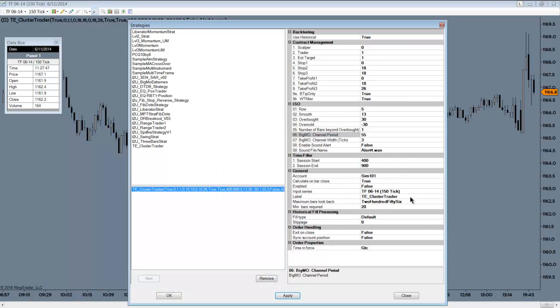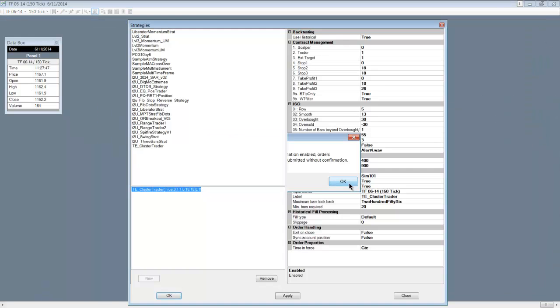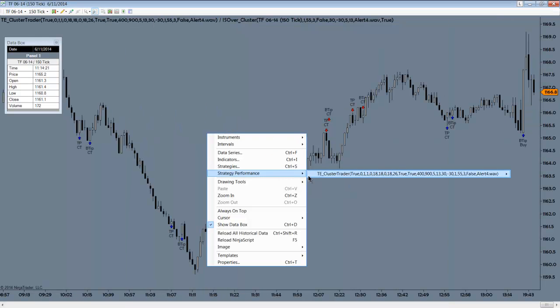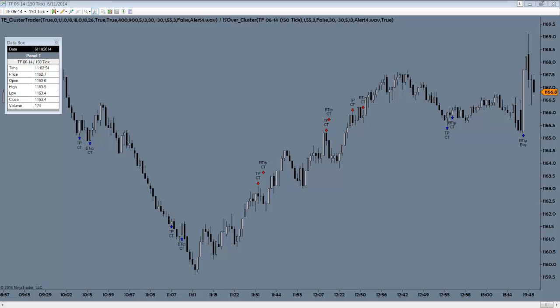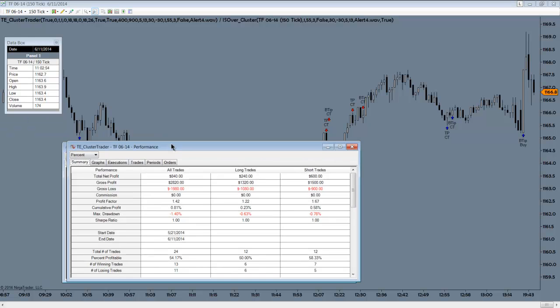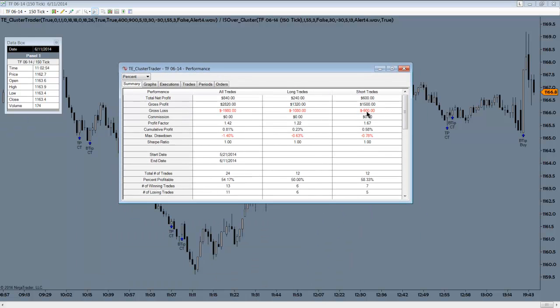Everything else remains the same. Set it to true, okay, and go check it out. A lot easier than manually testing here. And so this is sort of interesting. It gave up some of the short gains. It put some gains on the long side.